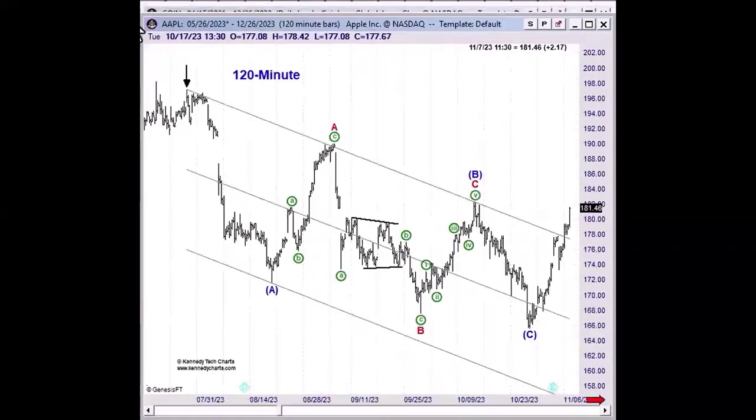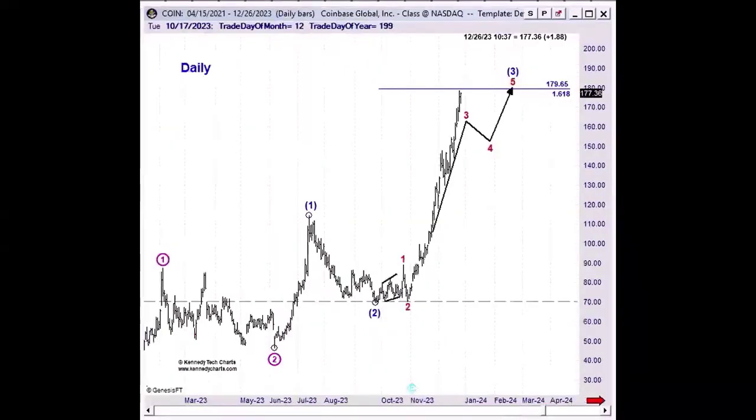Now, lastly, I'd like to do a follow-up on Coinbase Global. We were talking about Coinbase Global back in November. We were somewhere between 100 and 110, and I had two different wave counts that I was working in Coinbase. This was the operative wave count, and as you can see, the focus was for further rally to the upside, targeting 179.65, because that's where blue wave 3 would equal a 1.618 multiple of blue wave 2.